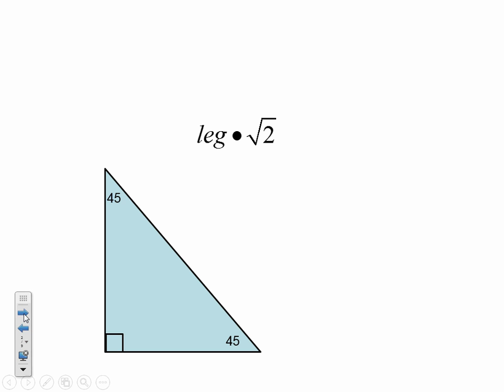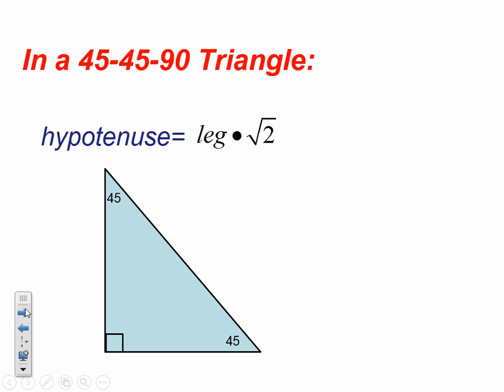So remember on that foldable that we made, we were talking about the relationships that we found in the 45, 45, 90-degree triangle. And make sure in your little foldable that you have this relationship written. The hypotenuse of the 45, 45, 90 triangle is going to equal the leg times the square root of 2. We took a look at where that relationship comes from, and now it's time to use it.